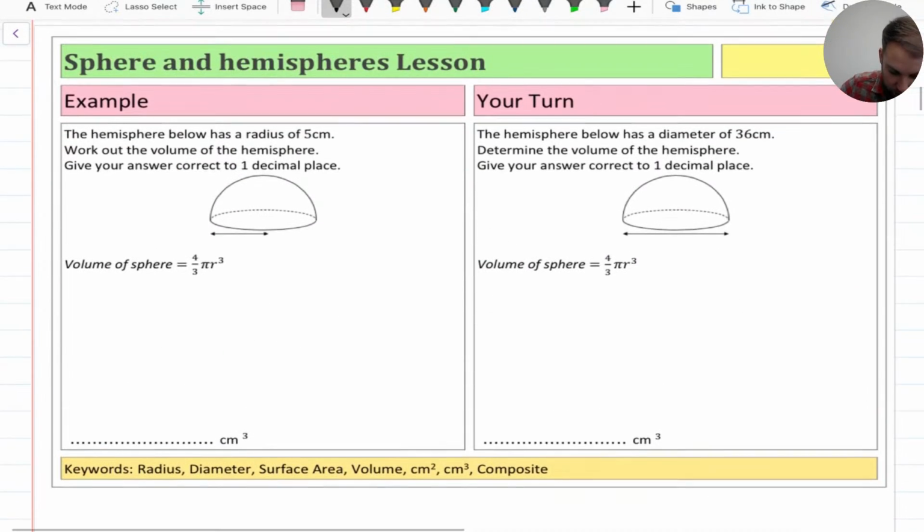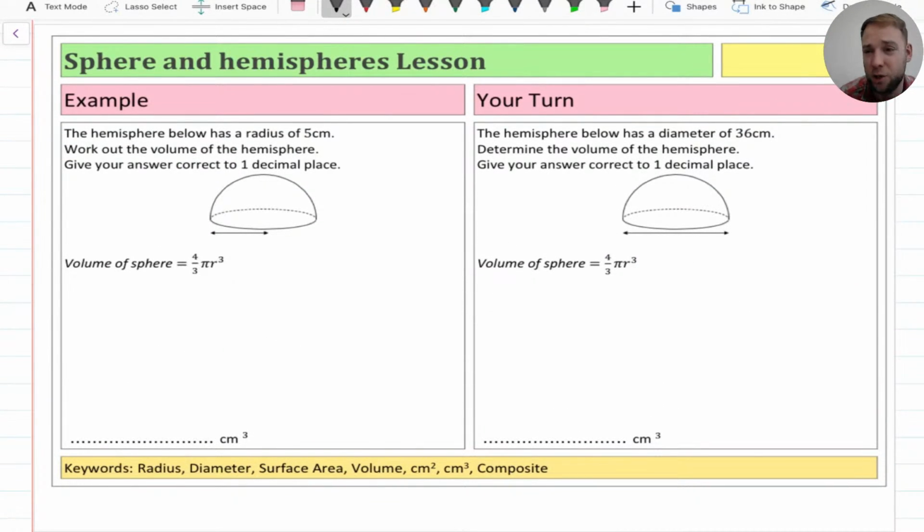Okay, let's have a look at this one now. This is a hemisphere. It's not that much harder, to be honest. The only difference is we know that this is half a sphere. So we'd find the volume for a full sphere first, and then halve it.